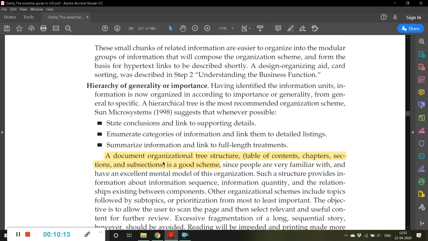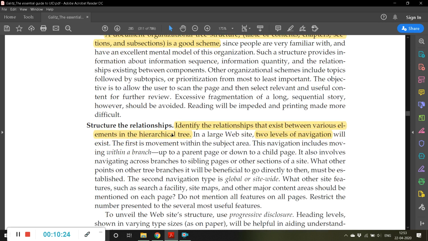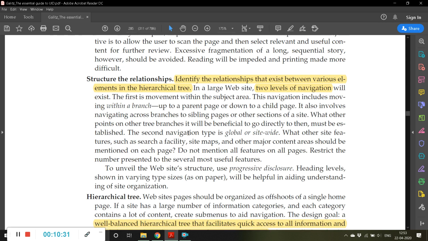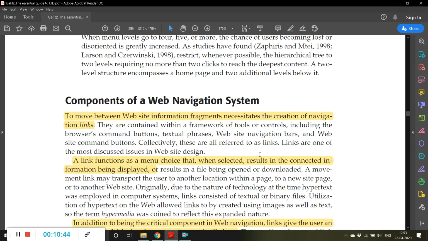The same information is presented here: a document organizational tree structure, a table of contents, then chapters, then sections, subsections is a good scheme. Structure of relationships means identifying the relationships that exist between various elements in the hierarchical tree. A well balanced hierarchical tree facilitates quick access to all information and also helps people understand how the site is organized.